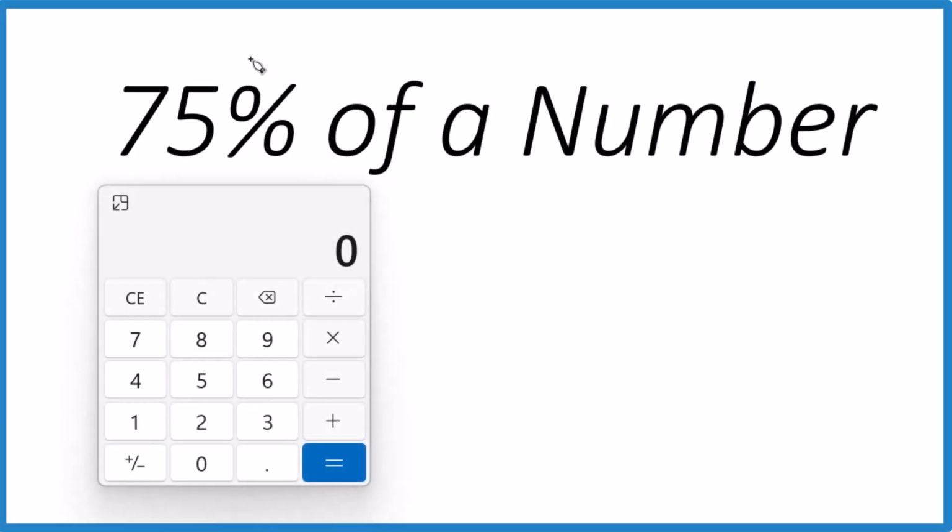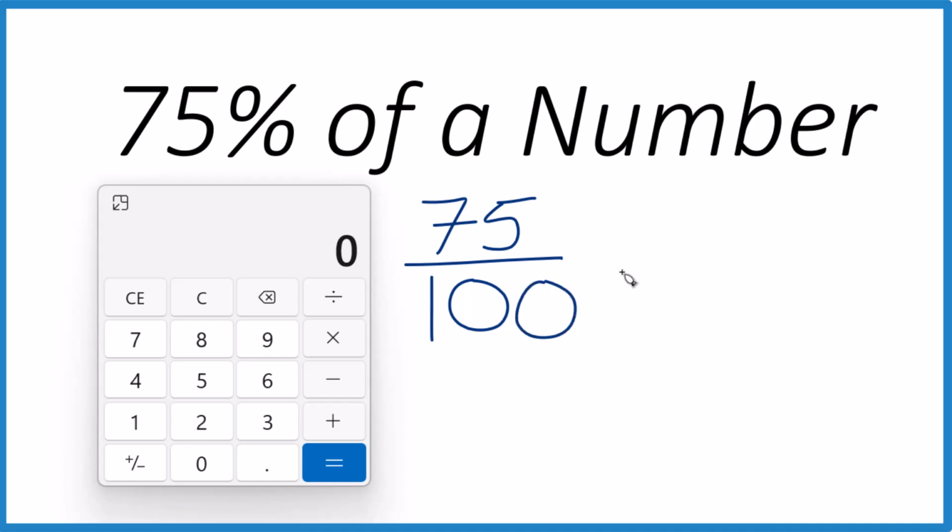This is Dr. B, and I'm going to show you how to quickly and accurately take 75% of a number. What we do, we take 75, and remember, percent is per 100. So 75 over 100, per 100. And when you divide 75 by 100, you get 0.75.